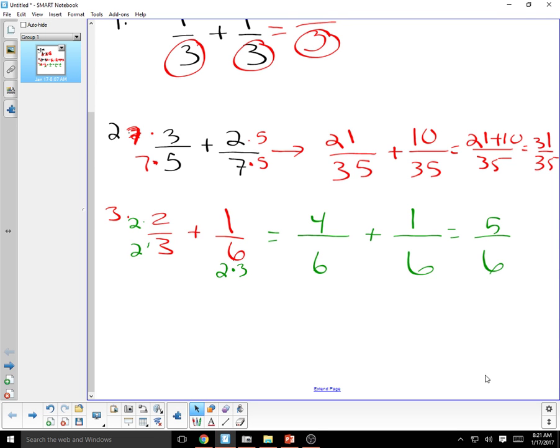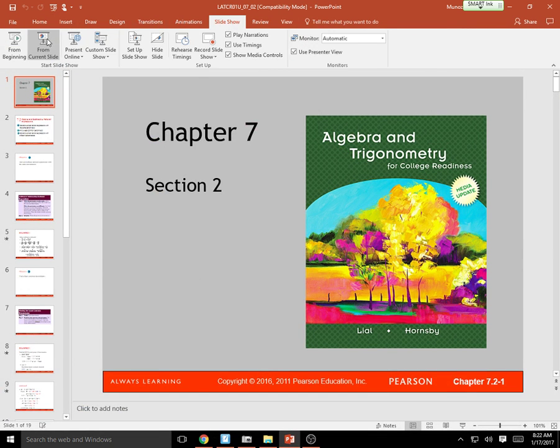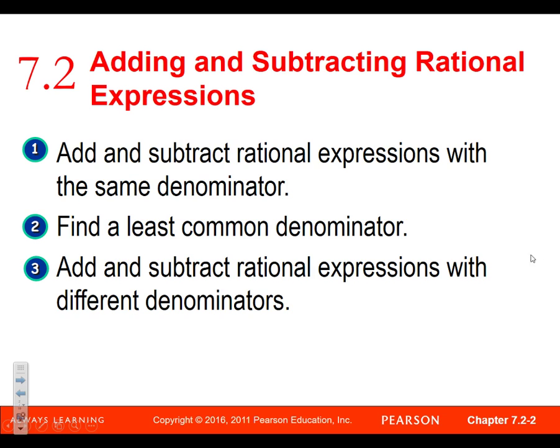So let's go ahead and jump into that. Slideshow. So here's our objective. 1, we're going to add and subtract rational expressions with the same denominator, which was the first problem we did, right? In the bell work. The second thing we're going to do is find the least common denominator, that LCD. And finally, we're going to add and subtract rational expressions with different denominators.